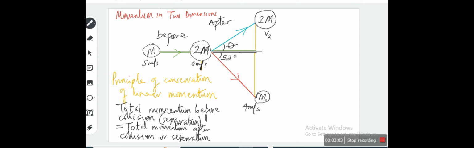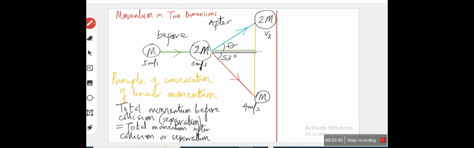All right, so let's apply it here. What's the total momentum before collision? You know, momentum is mass and velocity. This is before they collided. After they collided, they move this way. From here to here is before, then after. So what's the total momentum before the collision? Momentum of this one plus momentum of this one, isn't it? That's 5m plus 0. Exactly, 5m, because momentum of this one will be m times 5, while momentum of this one is 2m times 0.